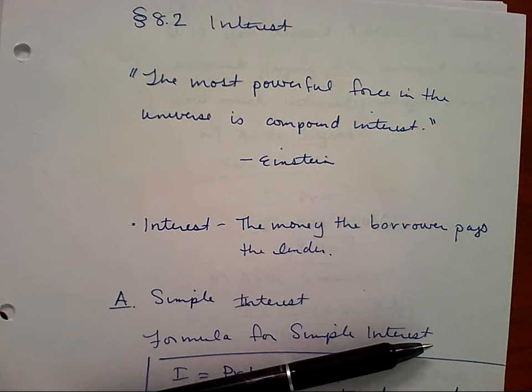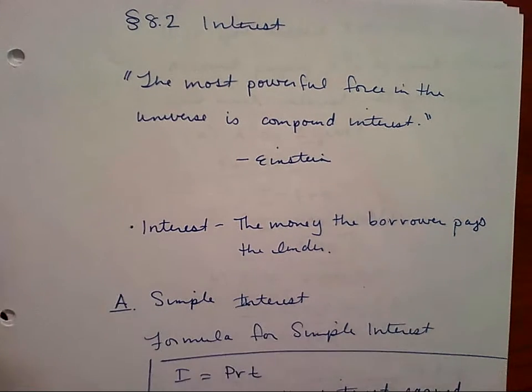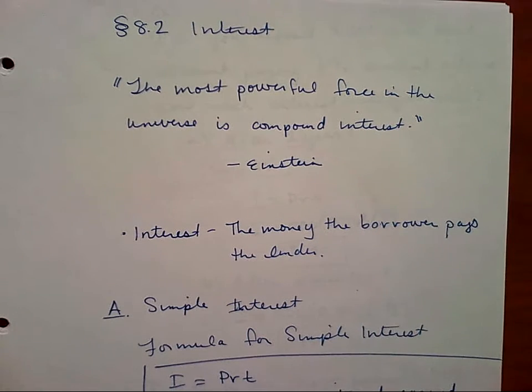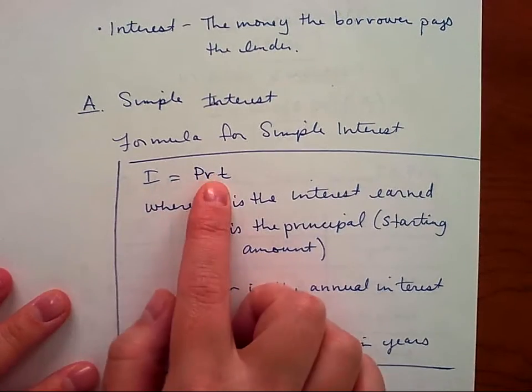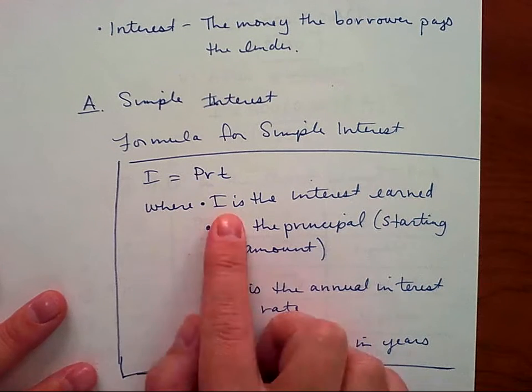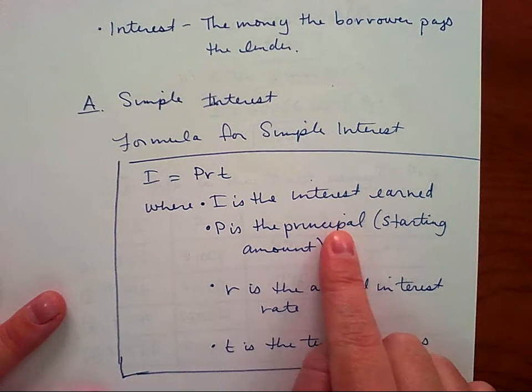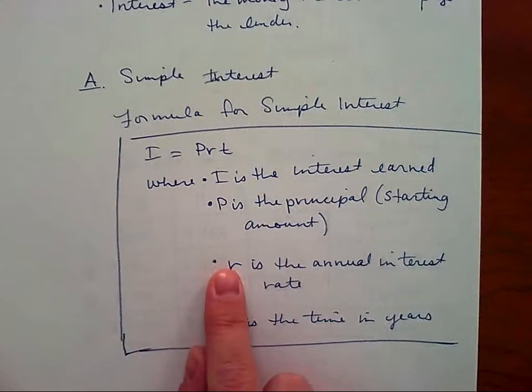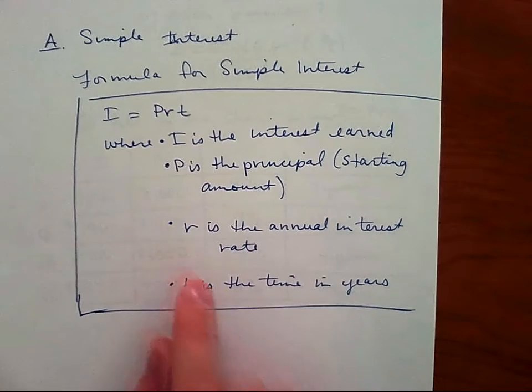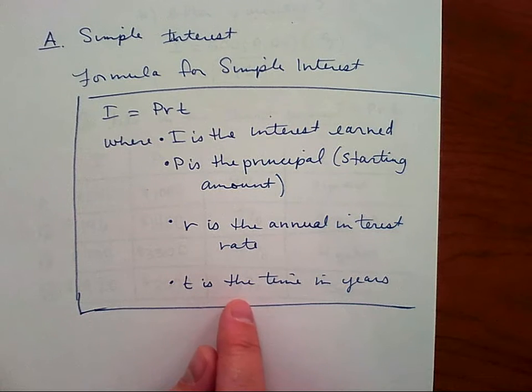So we're doing 8.2. We started last class. 8.2 talks about interest. So we had a couple formulas. We had the simple interest formula. So I equals PRT, where I is interest earned, P is the principal, which is also known as the starting value, R is the annual interest rate, and T is time in years.